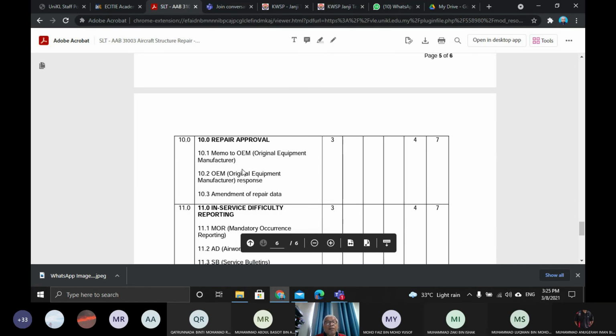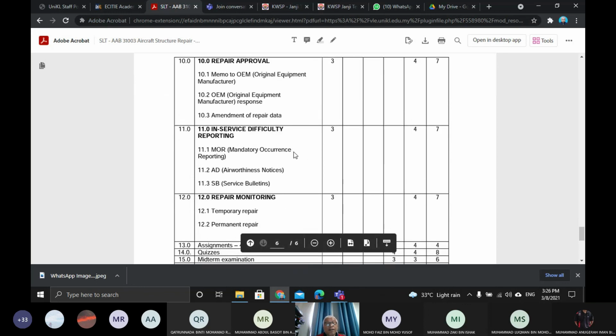Chapter 10, repair approval: how to get the repair approved. Like I said again, a repair is a design change of the aircraft structure. Whatever you do, a repair is introducing a design change. Any change to the aircraft structure design will have to be approved, and this is the process of how to get the repair approved by the Civil Aviation Authority of Malaysia.